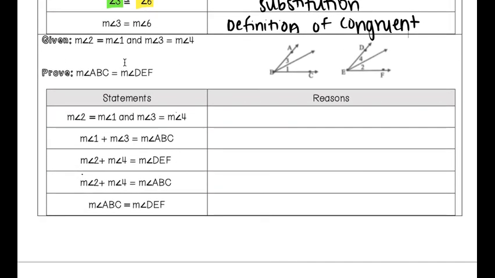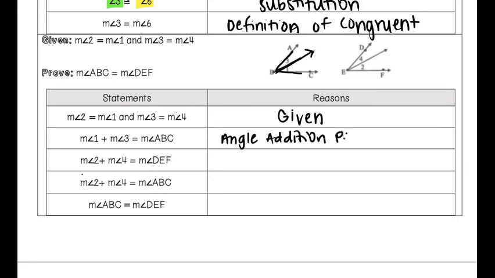In our last proof, it says we are given that the measure of angle 2 equals the measure of angle 1, and the measure of angle 3 equals the measure of angle 4. That is my given statement, and so the first reason in my proof will be given. In my next line, I can see that the measure of angle 1 plus the measure of angle 3 is equal to the measure of angle ABC. Well, that's taking these 2 angles and adding them together. They have a common ray. So we are using the angle addition postulate in order to make that statement.